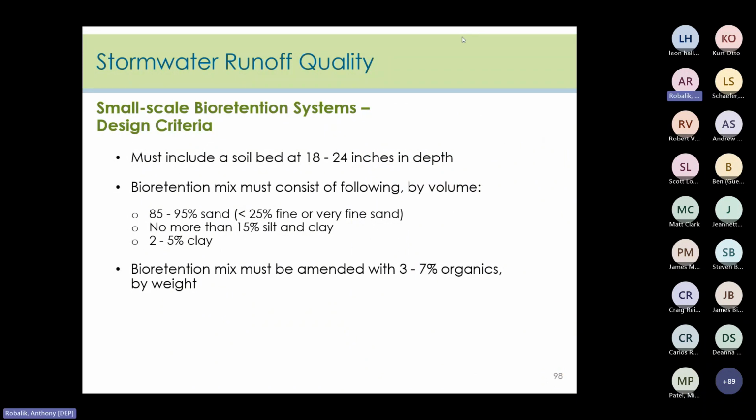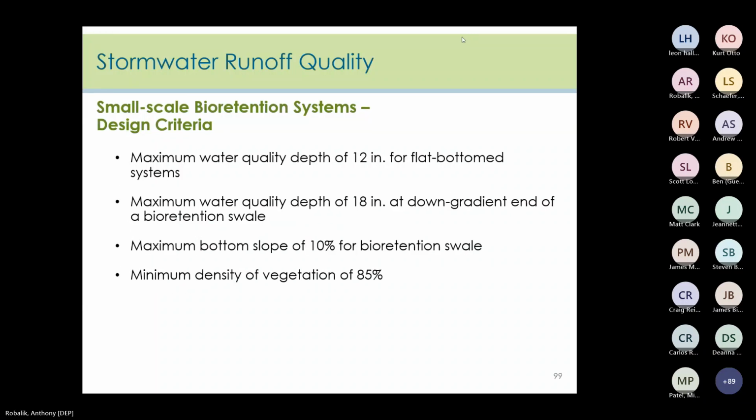So small-scale bioretention systems have specific requirements regarding the depth of the planting media and what that planting media consists of. The planting media is designed to support dense vegetation, but also convey stormwater. It's also important to note that the composition here of inorganics is measured by volume and organics is measured by weight. The small-scale bioretention systems also have specific requirements in regard to stormwater quality, depth, bottom slope, and density of vegetation, which can all be found in the BMP manual. And the reviewer must make sure that this criteria is met for any bioretention system that is being proposed.